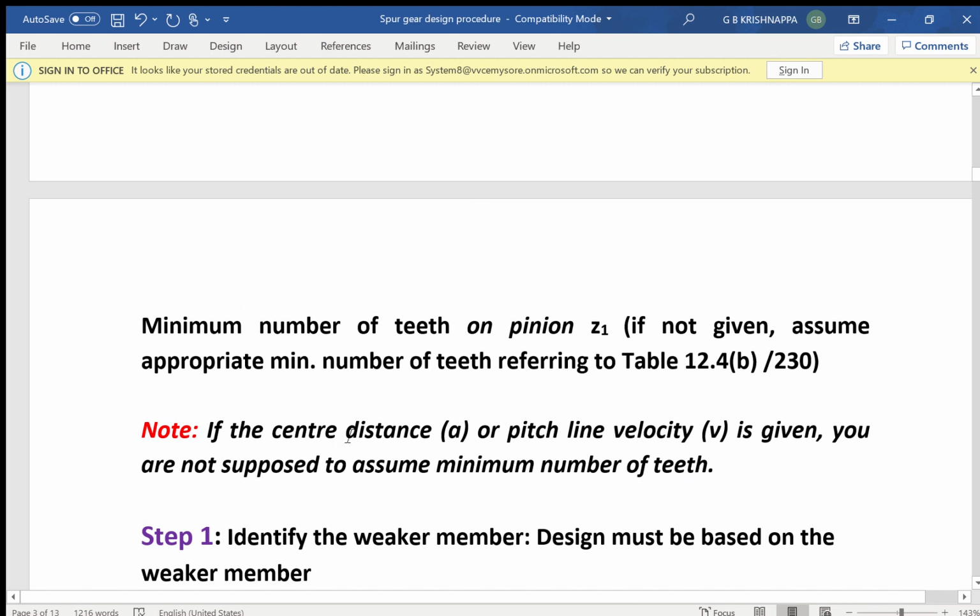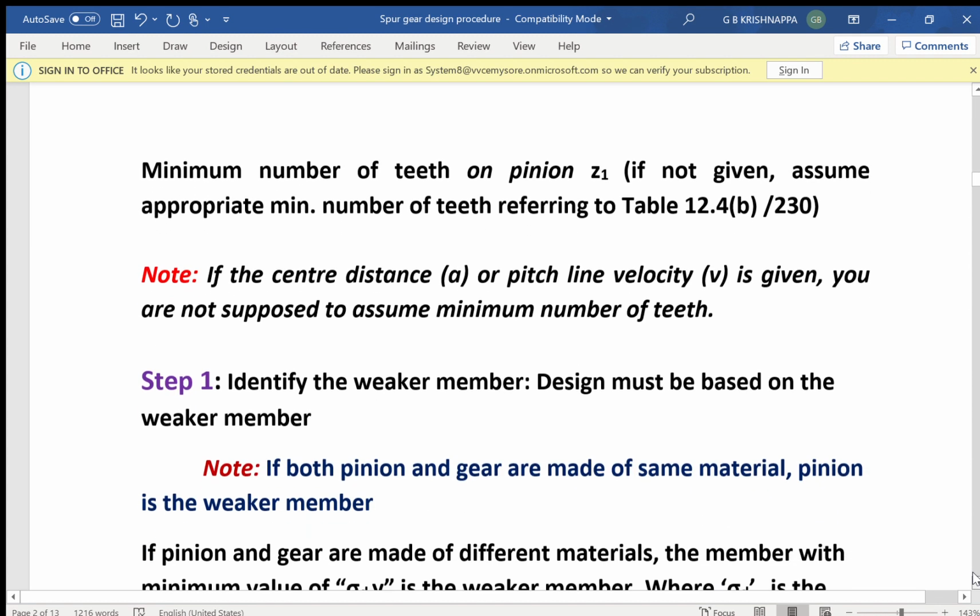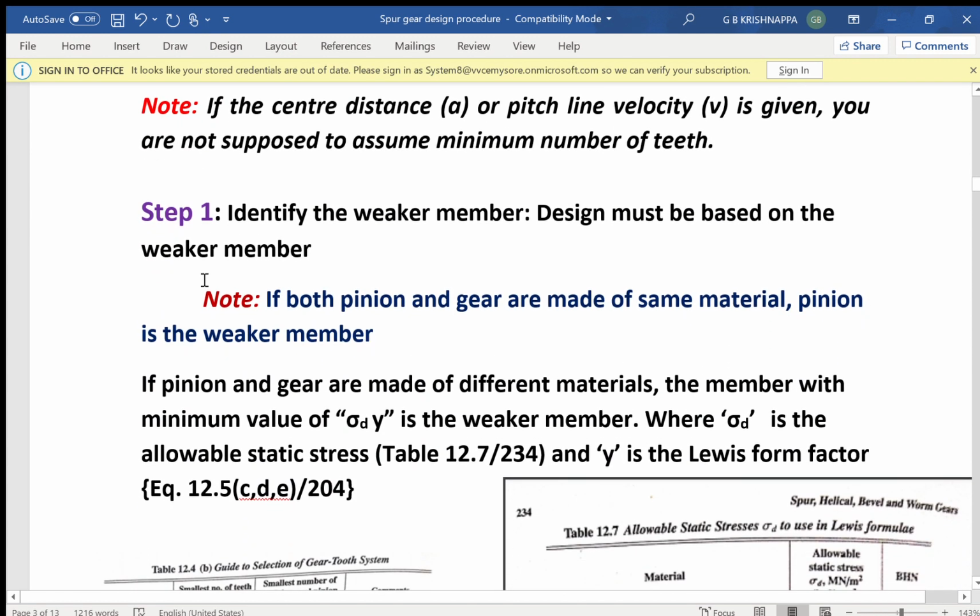Note, if the center distance A or pitch line velocity V is given, you are not supposed to assume the minimum number of teeth. Center distance A is nothing but (d1 plus d2) divided by 2. Pitch line velocity V is pi d n by 60,000 meter per second.